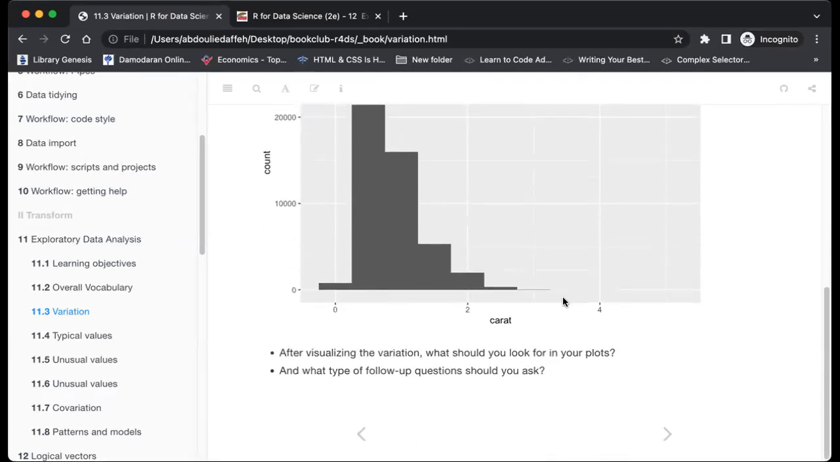Okay. Yeah, so after visualizing the variation, what should you look for in your plot, and what type of follow-up question should you ask? So in a sense, this particular chapter is about, as a data scientist, if you get the data and you visualize it, what are some of the questions you should ask? And of course, the context you have at hand. But I think generally there are certain questions that apply regardless of the case.